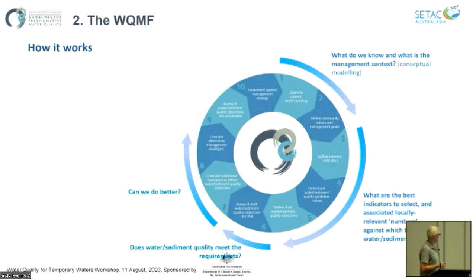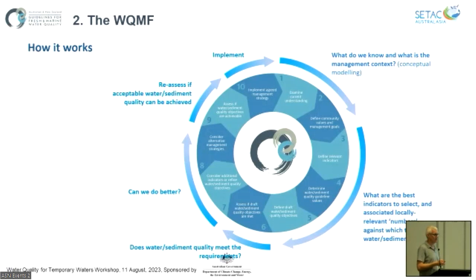And then step 8 is about, can we do better in a management context? So are our management strategies for maintaining or improving water quality appropriate? Do we need to test alternative management strategies? And if so, are they appropriate? We need to monitor them, etc. And then at step 9, depending on what's happened through those last couple of steps, you may need to reassess if acceptable water or sediment quality can be achieved. And then the last step, step 10, is about implementing, based on the outcomes of that whole process, the appropriate management strategy, which might include action plans, monitoring plans, reporting, etc.